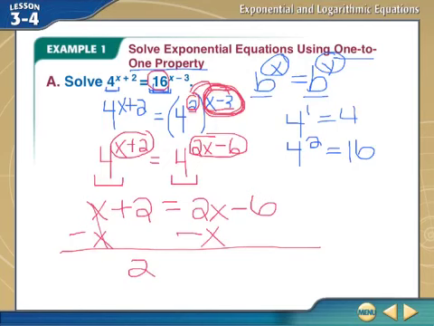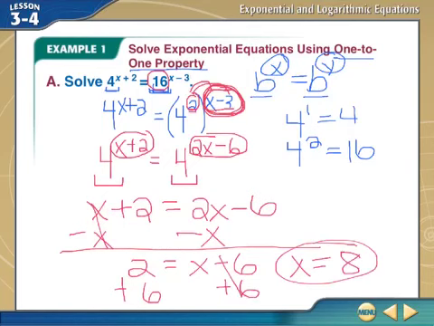I'm left with 2 equals x minus 6. And to solve for x here, I would add 6 to both sides of the equation, and x is equal to 8.